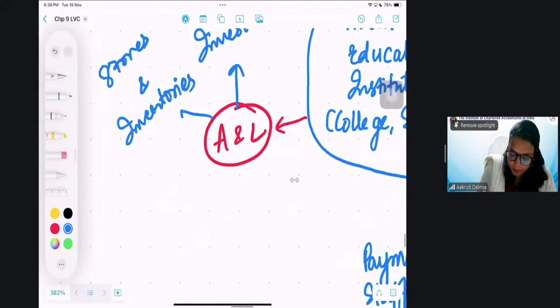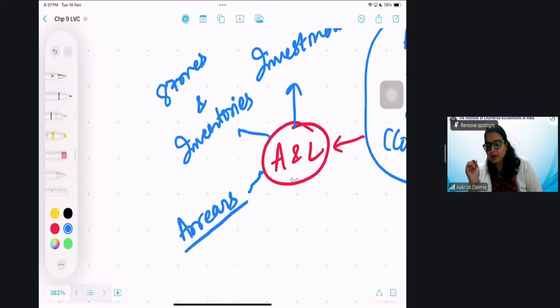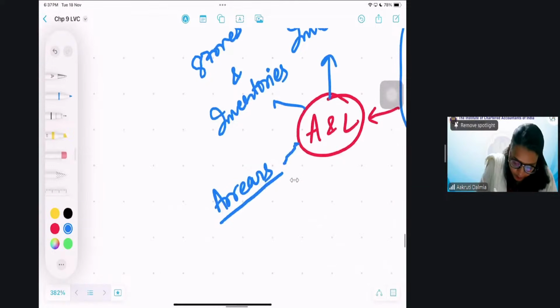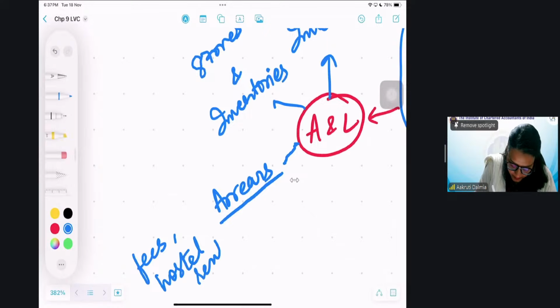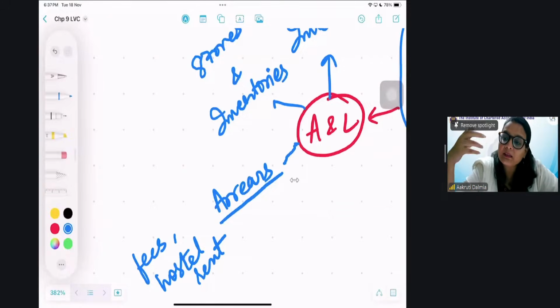Okay. Now, one of the another assets can be arrears, because there can be arrears of fees, hostel rent. So that also we need to check properly if they have become very old. So if some arrears more than 5 years old, 10 years old, then that we can ask them to, if you're not recovering, remove it, create provision of it. Do you understand? Write it off. All these things we can do.